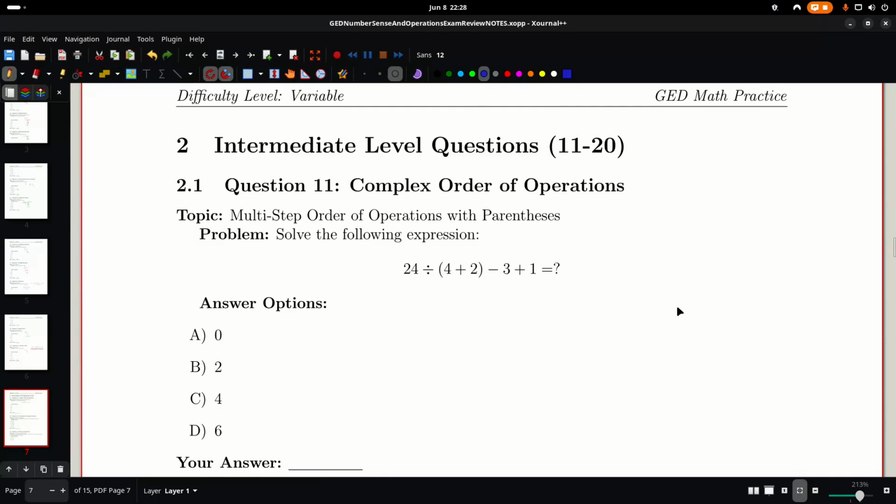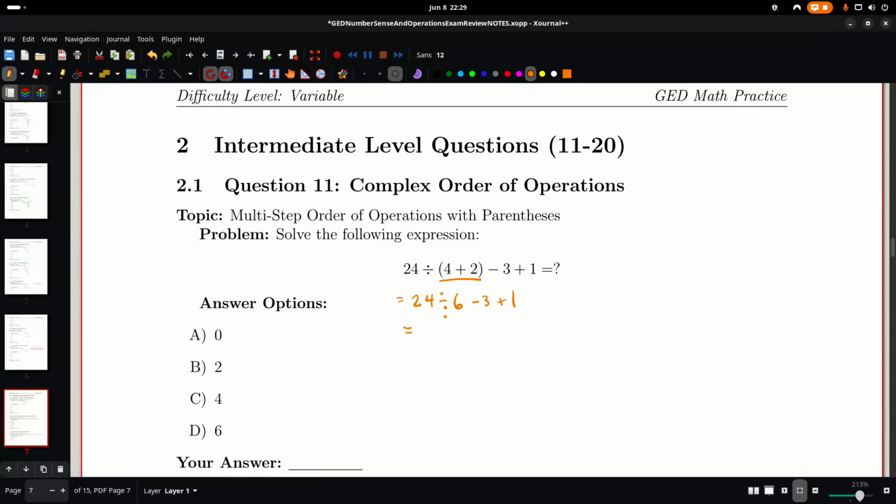We'll see. So question 2.1, complex order of operations. So it's going back to BEDMAS, but here we have some brackets. We've got a little bit more going on than in the first one we tried. Division normally comes before addition, but here we've got addition inside the brackets, so we have to do this part first. So we have 24 divided by, and then 4 plus 2 is 6, and then we have our minus 3 plus 1.